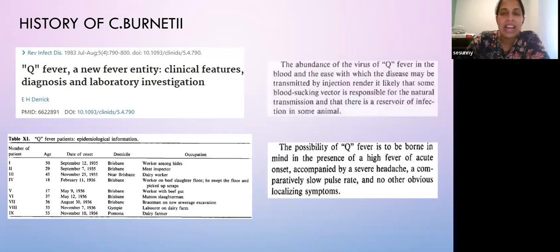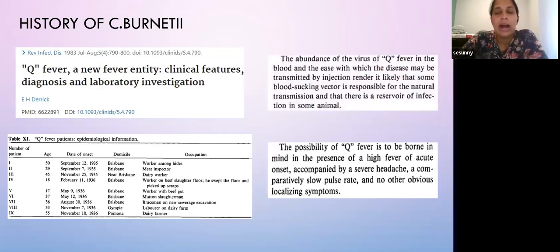Because they couldn't find anything on culture, they initially thought that it was a virus. So he postulated that the abundance of the virus of Q fever in the blood and the ease with which the disease may be transmitted by injection render it likely that some blood-sucking vector is responsible for the natural transmission, and that there's a reservoir of infection in some animal. So this was the first postulated theory that there could be mammalian reservoirs for Coxiella burnetii.